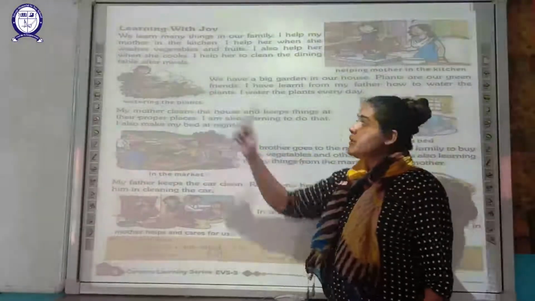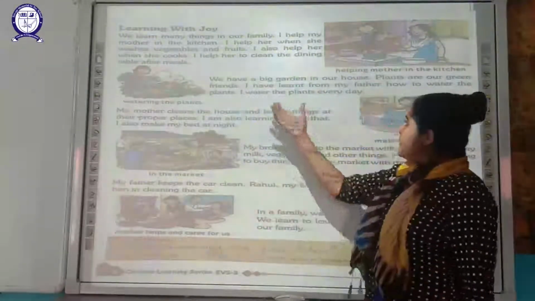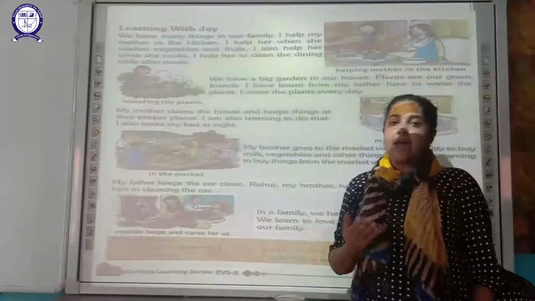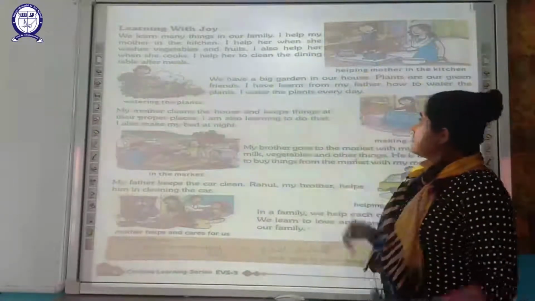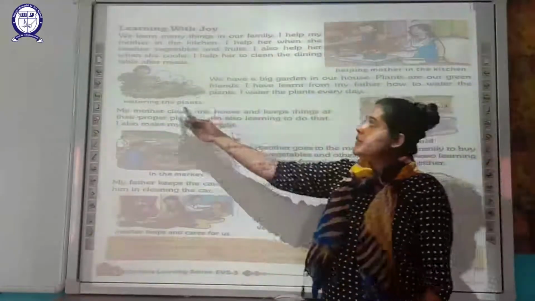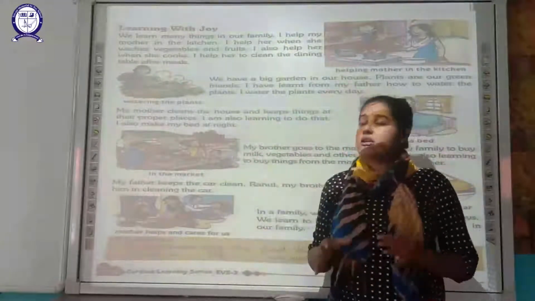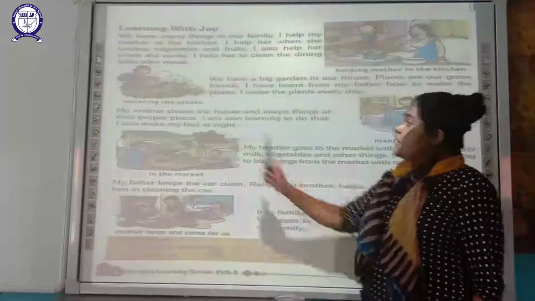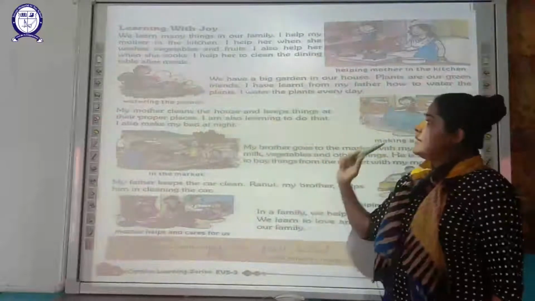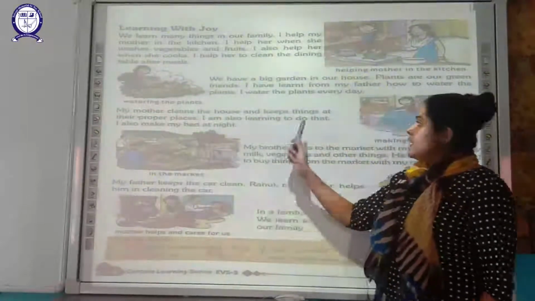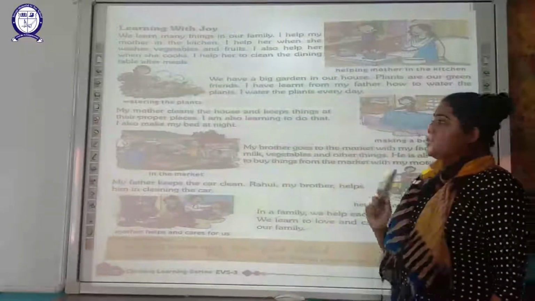Next, Priya is watering the garden and the plants. The plants will be considered our green friends. Priya has learned from her father how to water the plants. Next, my mother cleans the house and keeps things in a proper place. I am learning to do so.